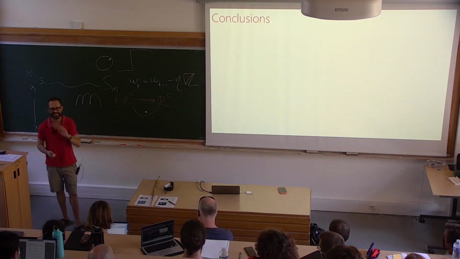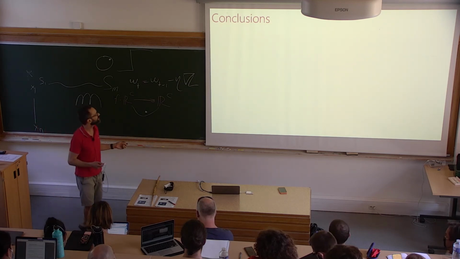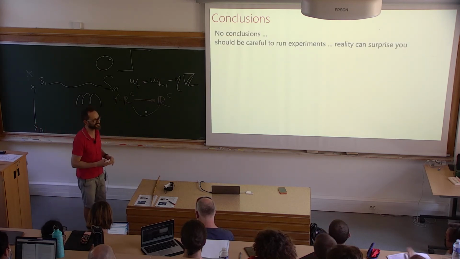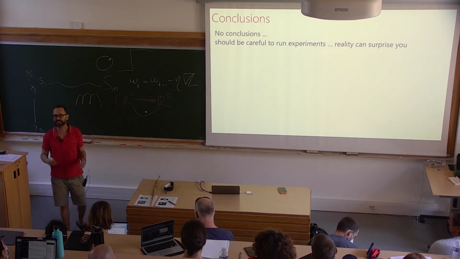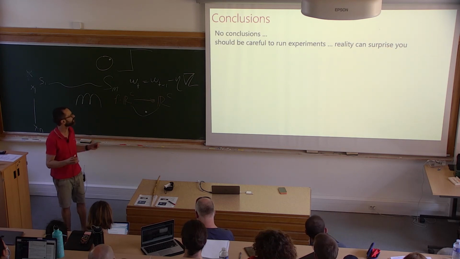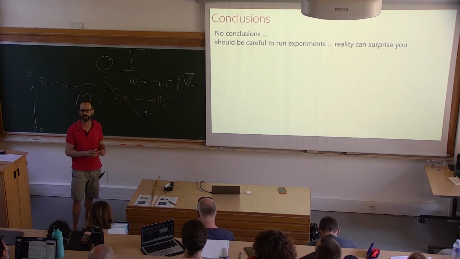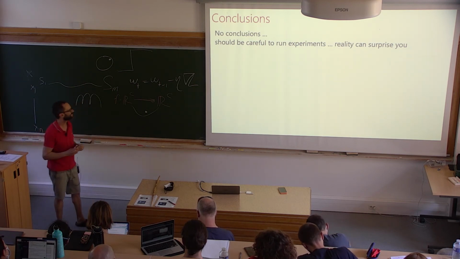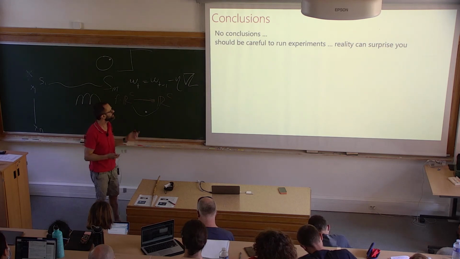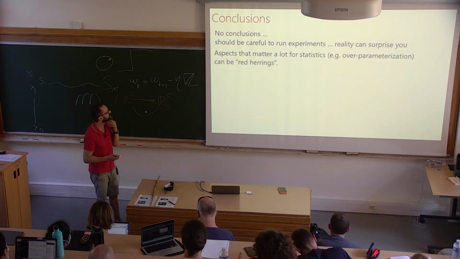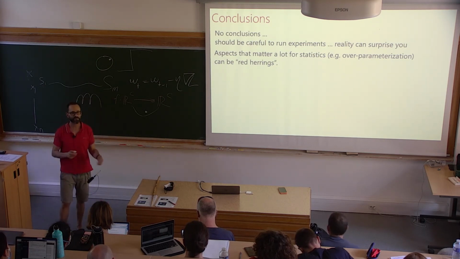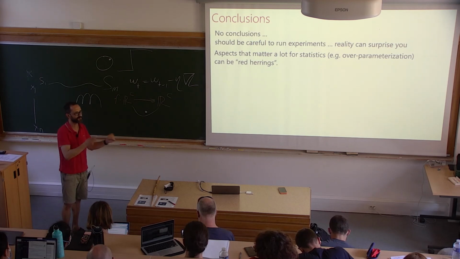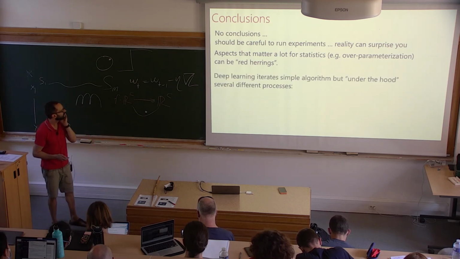So to conclude, I don't really have grand conclusions, except that if we're trying to build a theory of deep learning, we should always run experiments and be aware of experiments, because reality can surprise us. Some aspects that from a statistical point of view could seem really important might be red herrings, not necessarily the main thing.